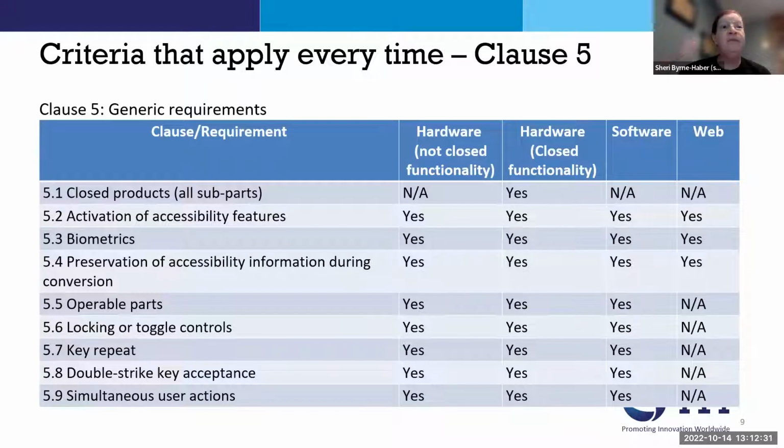Now, the final 5 categories that we're talking about never apply to the web. They only apply to hardware and software. And so those 5 categories are 5.5, which is operable parts, 5.6, which is locking or toggle controls, 5.7, which is key repeat, 5.8, which has to do with double strike key acceptance, and 5.9, which is simultaneous user actions.